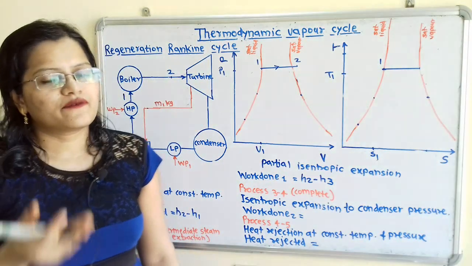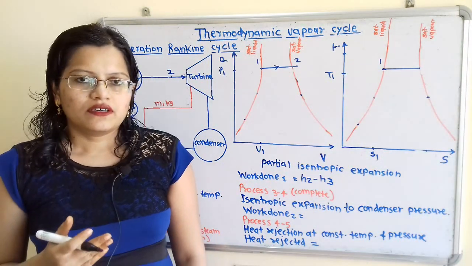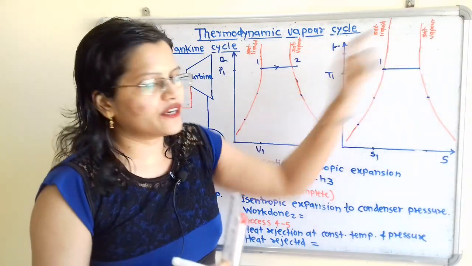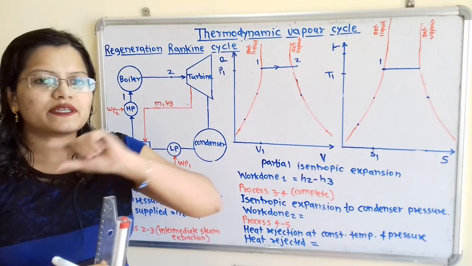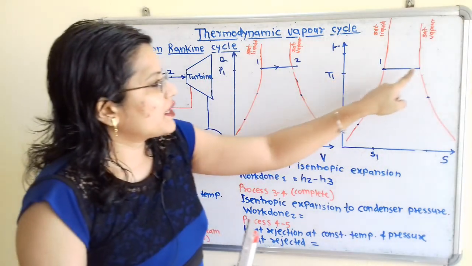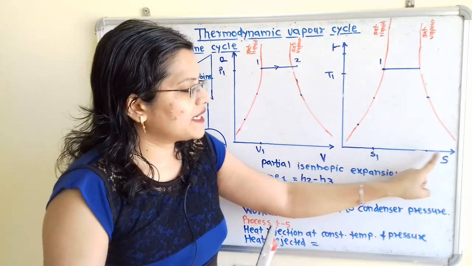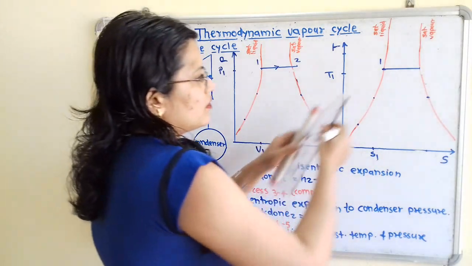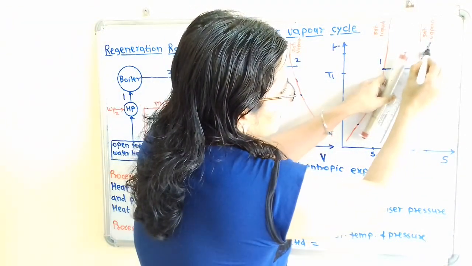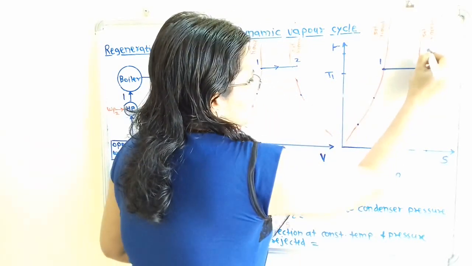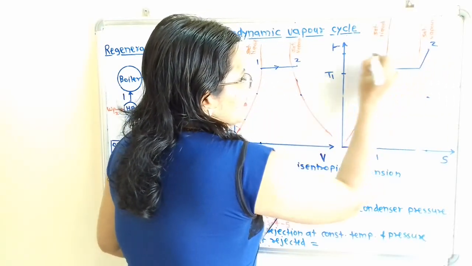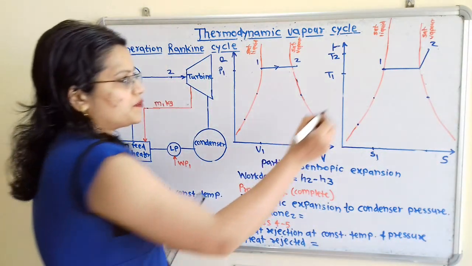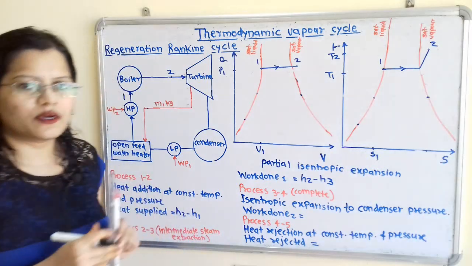Now what is happening after that? As we continue to add the heat to the saturated vapor, because the phase change is complete, the temperature is getting increased as well as entropy is also getting increased. So we have to show after that increase in temperature as well as increase in entropy. So here will be point 2 and the corresponding temperature I will show T2. So this process 1 to 2 is getting completed.